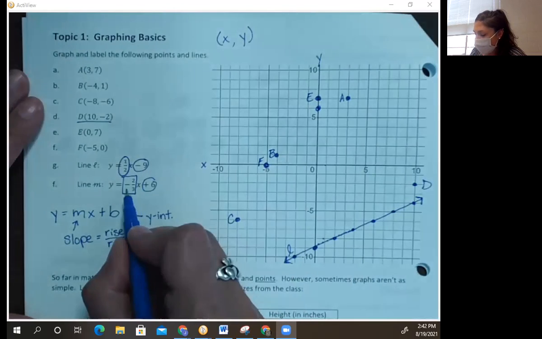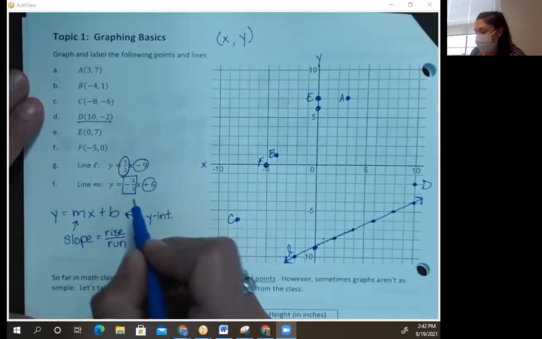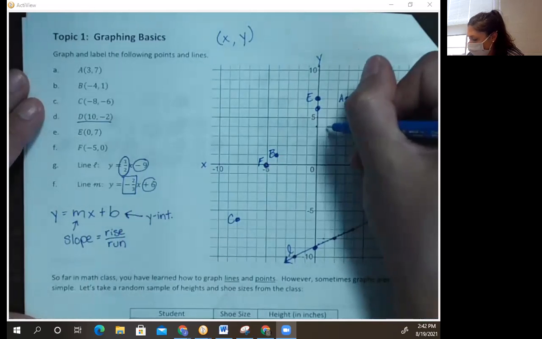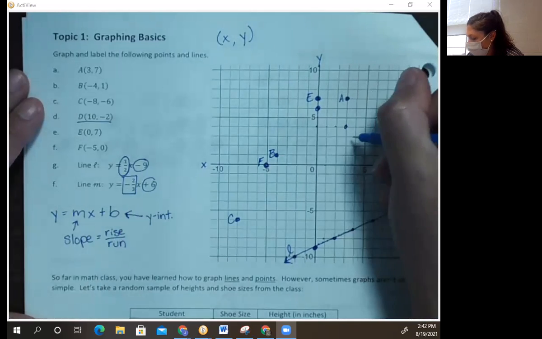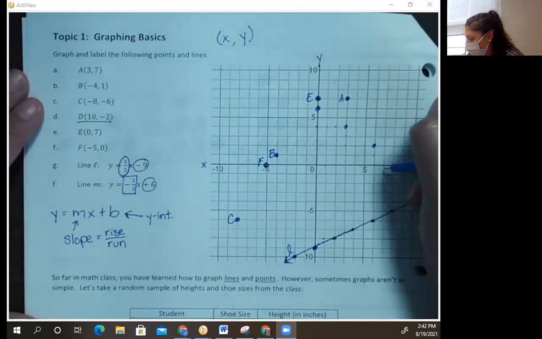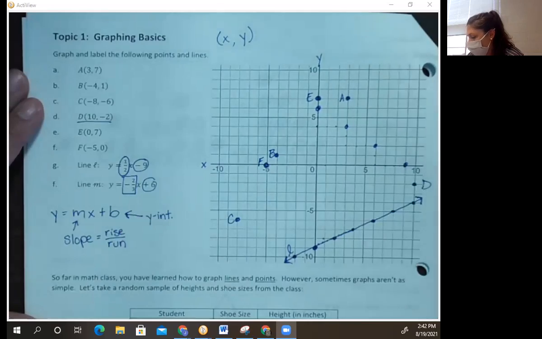And now my slope is negative. So this is telling me I'm going to go down 2 and forward 3. So start at my y-intercept, go down 2, forward 1, 2, 3. Down 2, forward 1, 2, 3.